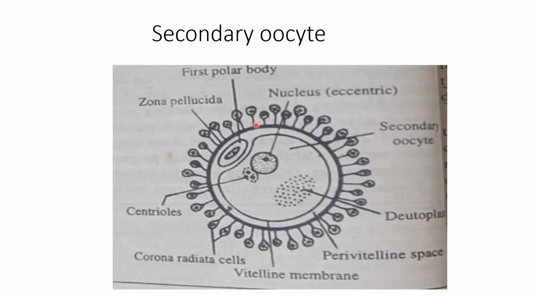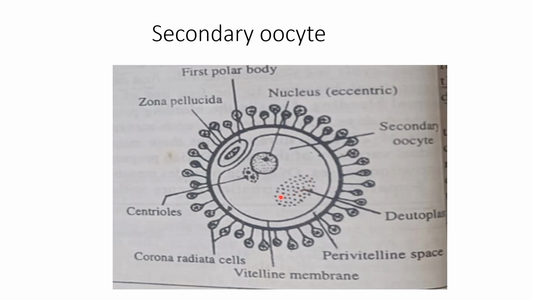Now let us see the structure of secondary oocyte. After ovulation, the Graafian follicle ruptures and releases the secondary oocyte. This secondary oocyte is in arrested metaphase of second meiotic division. Now let us see its structure. It has an eccentric nucleus. The nucleus is vesicular, and there is a centrosome which has a pair of centrioles.